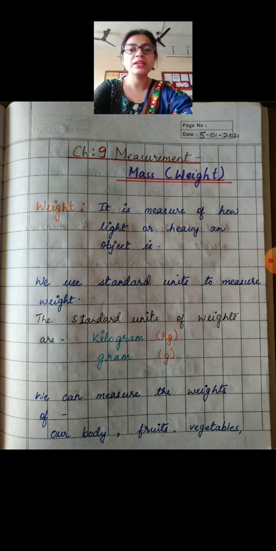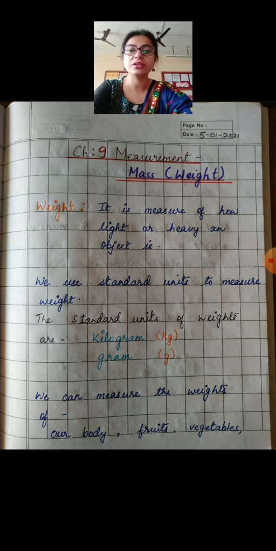Weight in Hindi means वजन. कोई भी चीज़ कितनी भारी या हल्की है इसका पता हमें उसके वज़न से चलता है. और हम वज़न कैसे नापते हैं? We use standard units to measure weight. The standard units of weight are kilogram, also written as kg, and gram, also written as g. So हम किसी भी चीज़ का वज़न नापते हैं उनके स्टैंडर्ड यूनिट्स में, किलोग्राम्स और grams में.